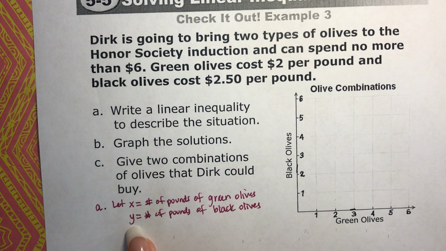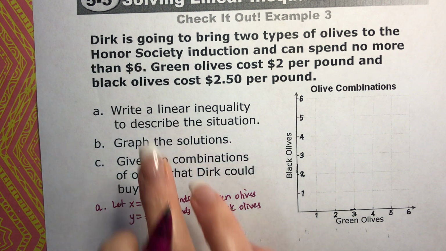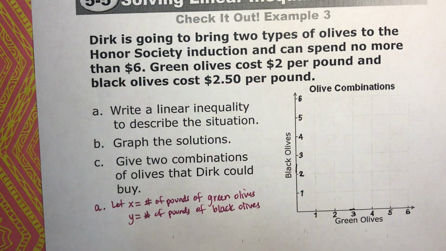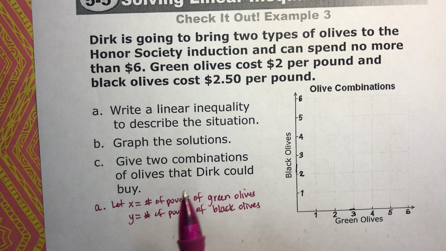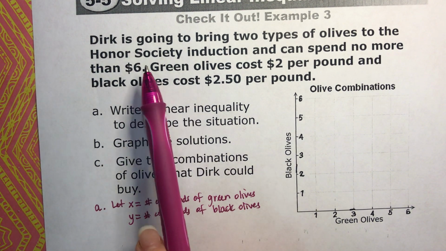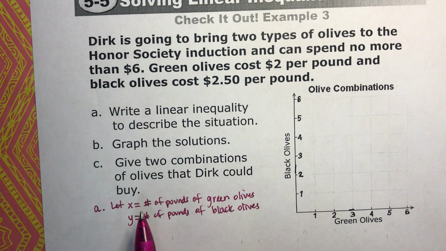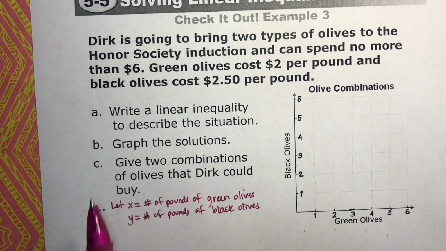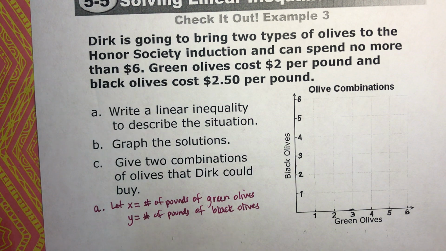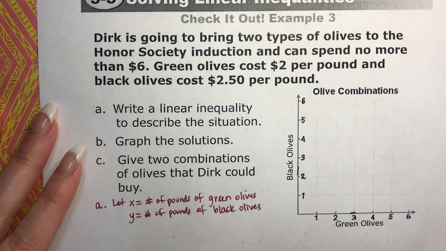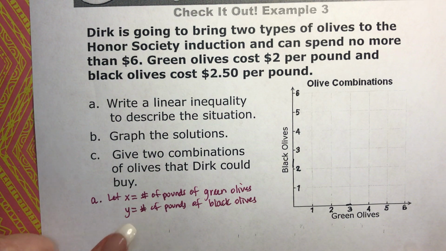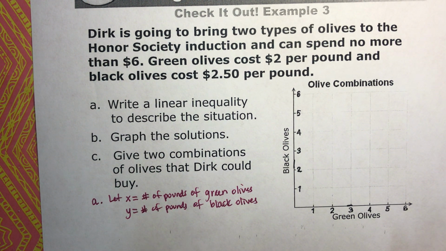So whether this is X and this is Y or they are switched around, when you do a problem, it doesn't matter. You just have to call one X and then call the other one Y, okay? If you see here, they talk about green olives first and then they talk about black olives. So to probably keep consistent with the book and the answer sheet, I would say whichever one they list first, make that your X, and whichever one they list second, make that your Y, and you'll probably be consistent with the book. Okay, so we have our variables. Now let's go ahead and write that linear inequality.